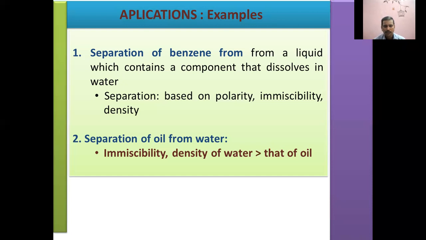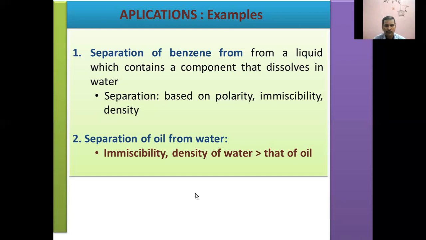If any oil is mixed with water and given to you, how to separate? You take the mixture, transfer it into a separating funnel, shake it, and let both the layers equilibrate. The upper layer will be oil, the lower layer will be water. So run the water out, and collect the oil layer, which is above the water. So oil is separated from water. This is how the separation of oil from water will be done.